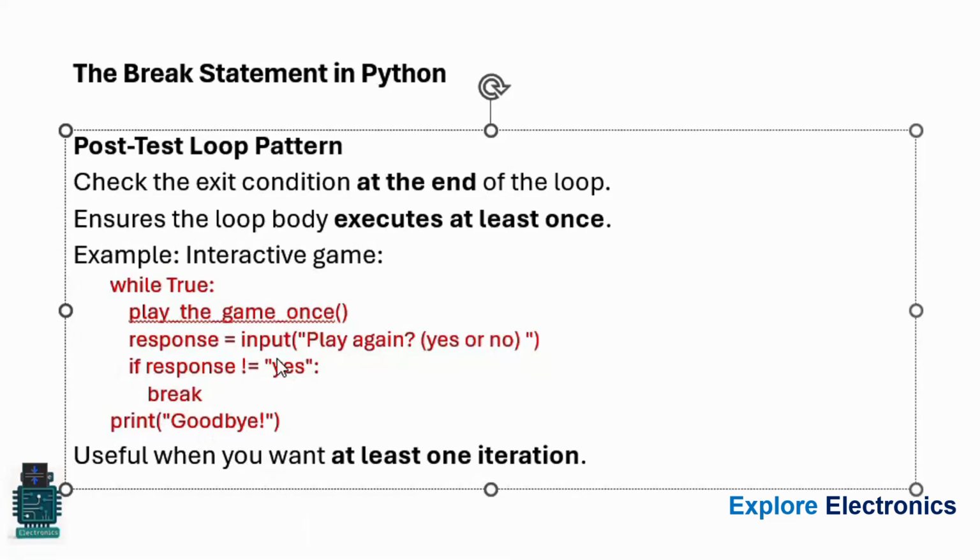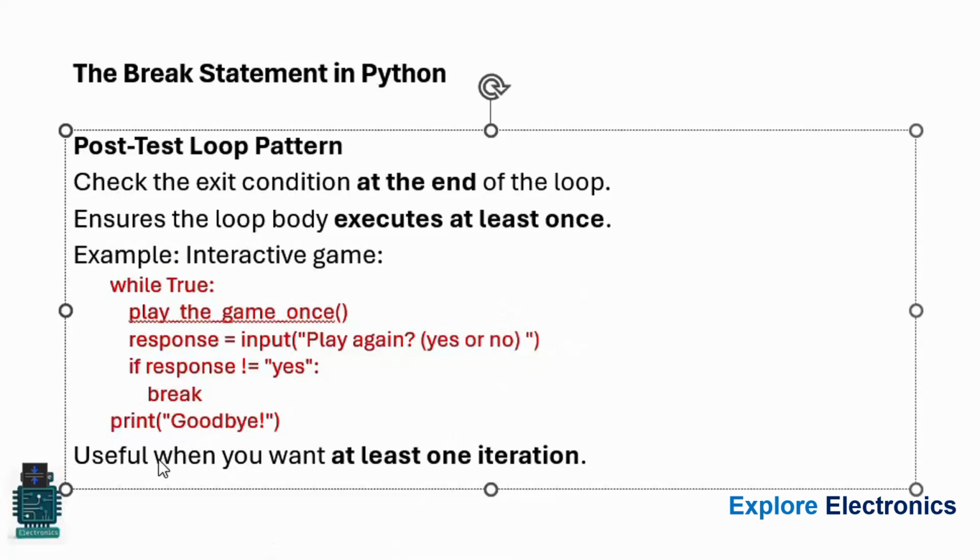And if the response is equal to yes, it will continue the loop. If the response is not equal to yes, which means the response is equal to no, then it will break the loop and print as good boy. These kinds of loops are used in gaming applications, and in any application, if you exit, it will ask whether you want to exit the app. If you say yes, then it will exit. If you say no, then continue with the other activities.